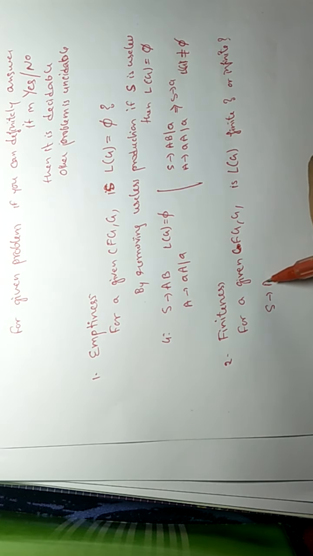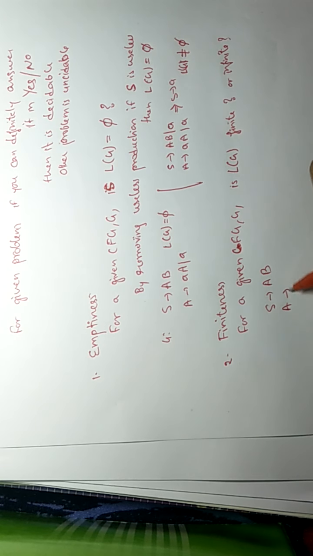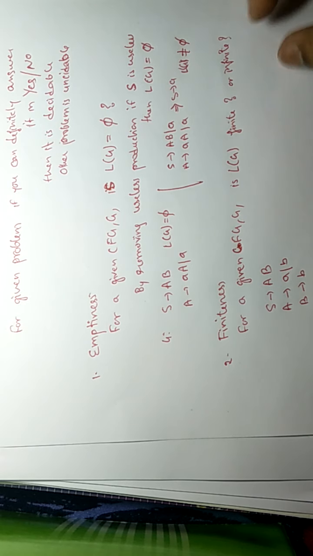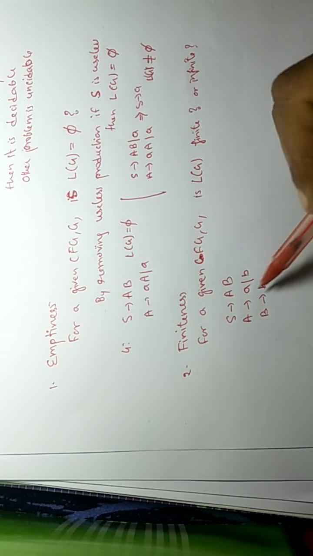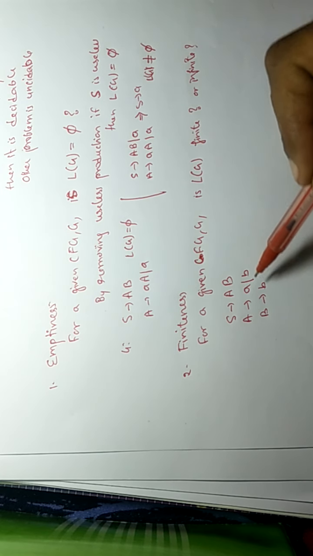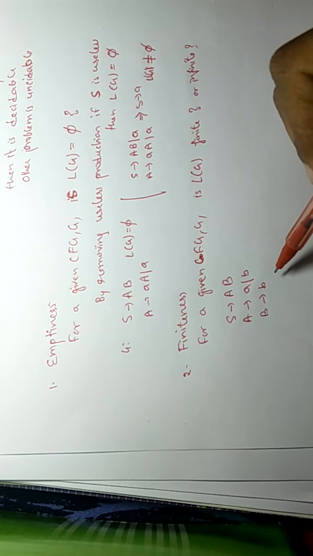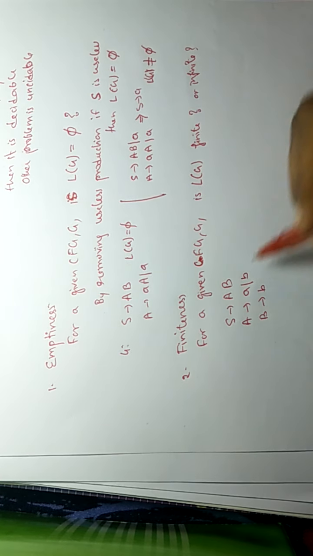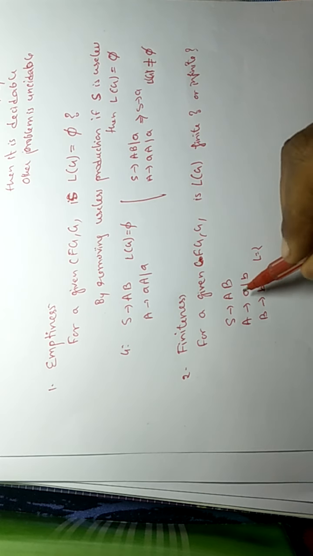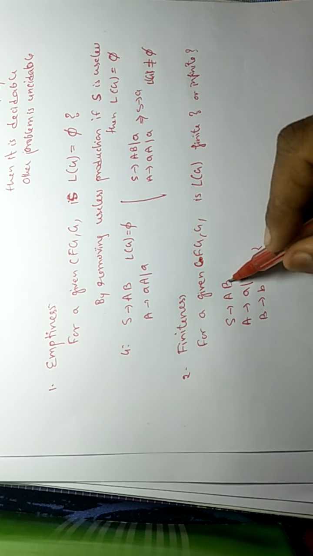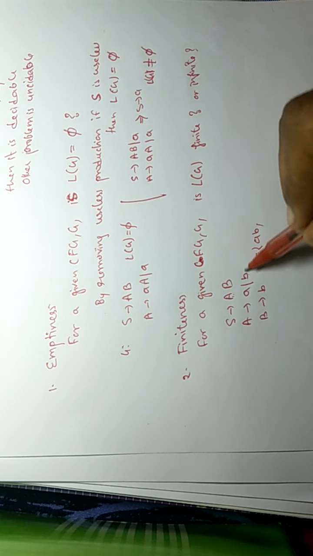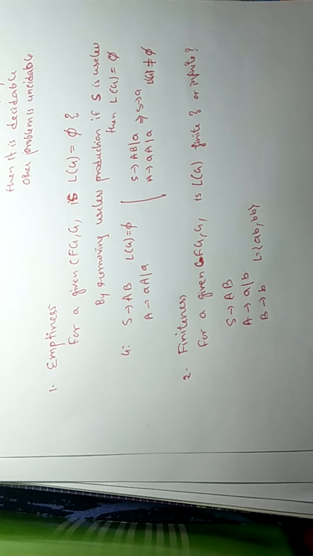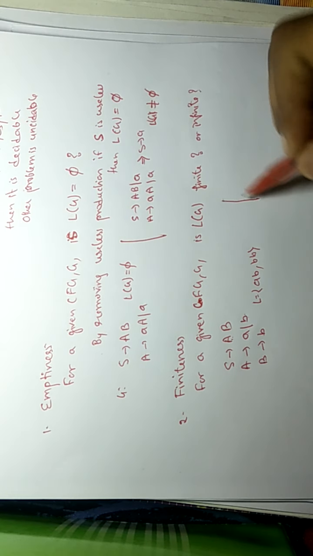Suppose S tends to AB and A tends to a or b and B tends to b. By looking at this grammar, you can see there is no loop. Nothing is repeating again and again. A has only two values, either a or b, and B has only one value, b. So when you derive the language, it will be a followed by b, ab, or if you put b in the place of a, you will get bb. It is finite.